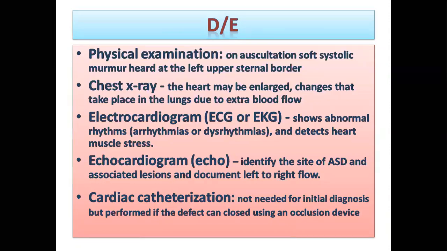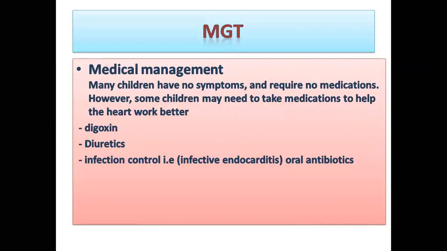Next, cardiac catheterization. This is not only for diagnosis. This will also be used as an optional treatment, where we can solve the problem. So it is not needed for initial diagnosis, but performed if the defect can be closed using an occlusion device, where cardiac catheterization will be used. We'll see about that one.